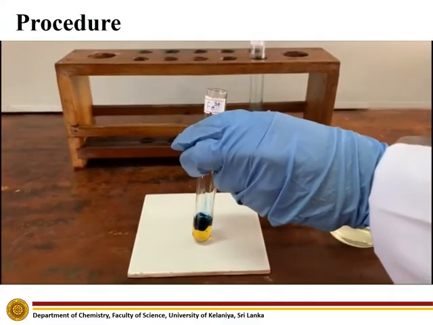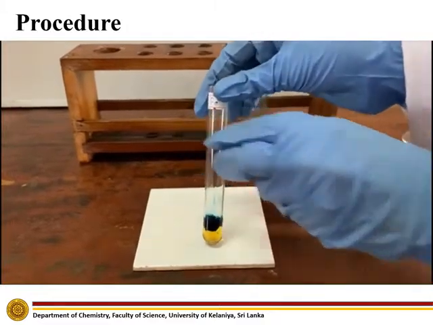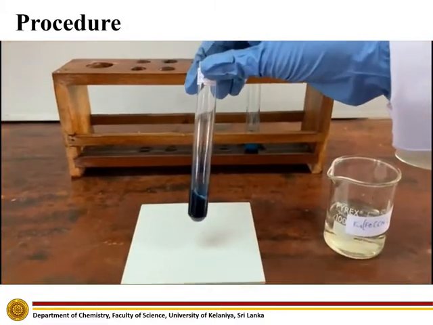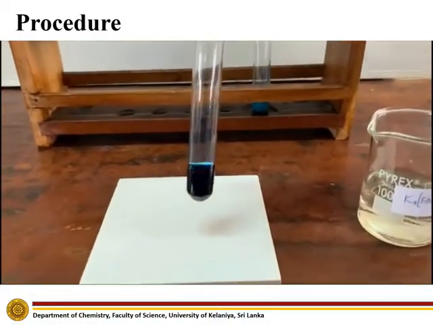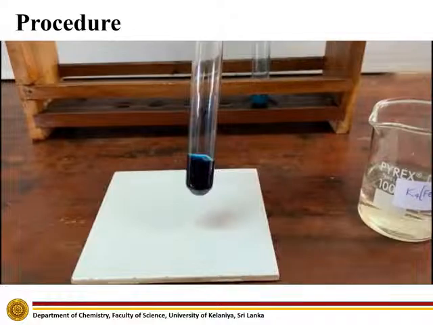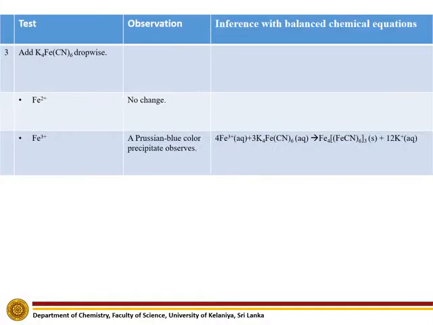Procedure: add potassium ferrocyanide to ferric and ferrous ion solutions. A Prussian blue color precipitate is observed in ferric ion solution. Observation and results. When we add potassium ferrocyanide dropwise, only ferric ion solution will give a Prussian blue color precipitate. This is due to the formation of this compound.